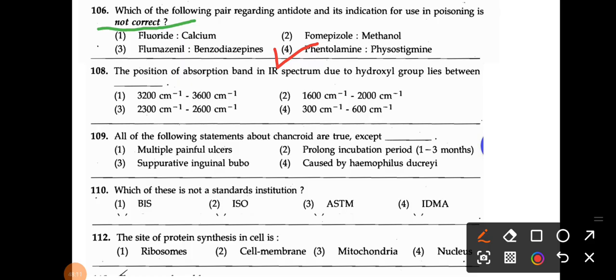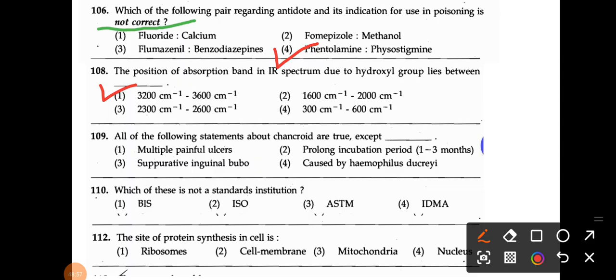So here the options are 3200 to 3600 centimeter inverse, 1600 to 2000 centimeter inverse, 2300 to 2600 centimeter inverse, and 300 to 600 centimeter inverse. So we know the OH group lies between 3200 to 3600 centimeter inverse, right? What are the other groups that are greater than 3000 centimeter inverse? These are your NH, your CH and OH, right? So these three groups have a vibrational frequency greater than 3000.